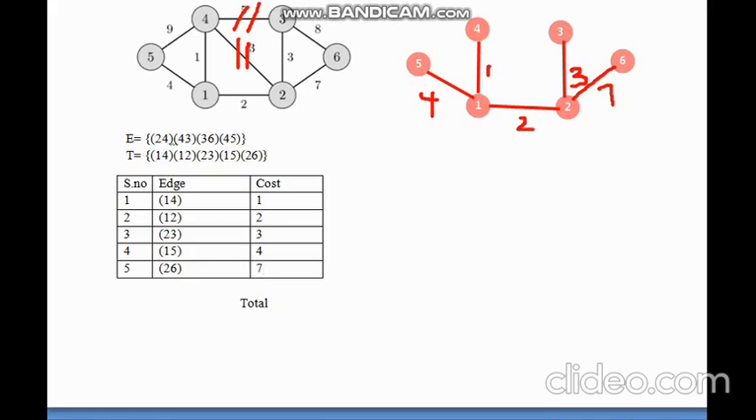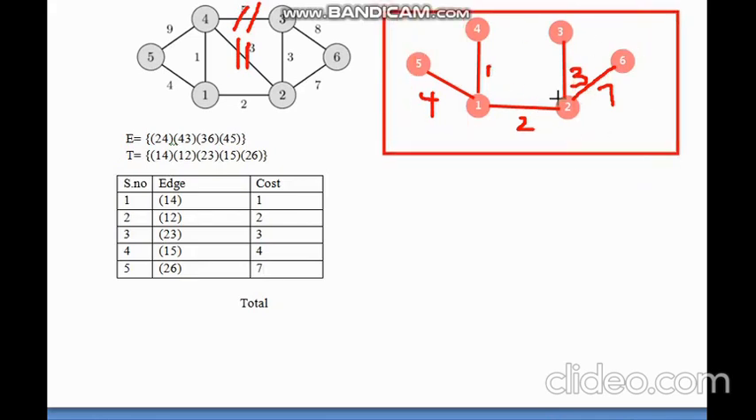So check this. How many vertices? 6 vertices, same as the given graph. How many edges? 1, 2, 3, 4, 5, that is n minus 1 edges. Are there any cycles in this? No. Then this is your spanning tree, but we need the minimum spanning tree, right? So add the total: 1 plus 2 plus 3 plus 4 plus 7. So 7, 10, 17, right? So 17 is the minimum cost of the spanning tree. So this is about Kruskal's algorithm.